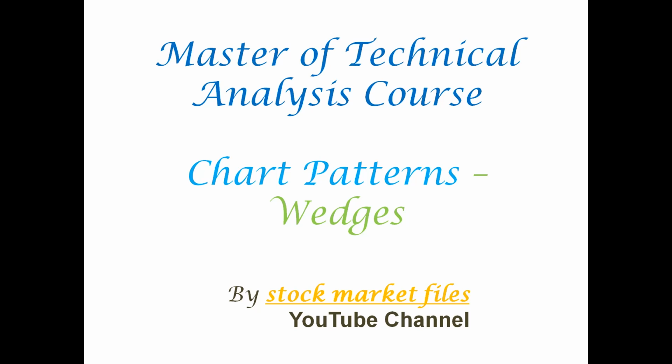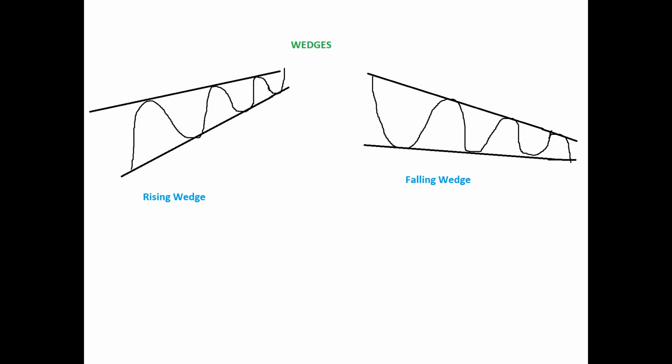by Stock Market Files. Today we are going to discuss a chart pattern called wedges. So this wedge looks like this. They are formed by two trend lines. There are two types of wedges, a rising wedge and a falling wedge.